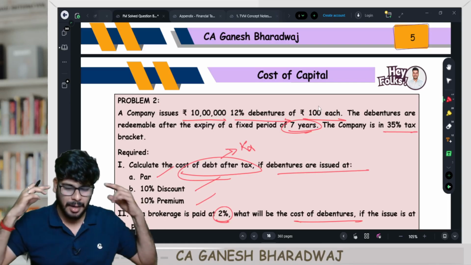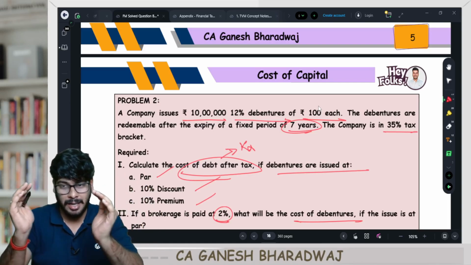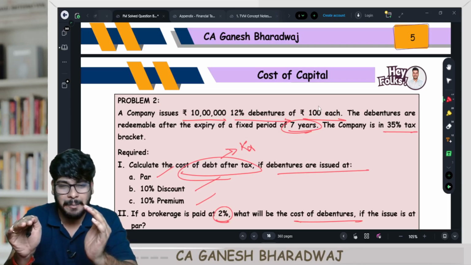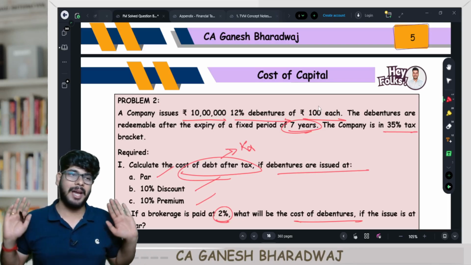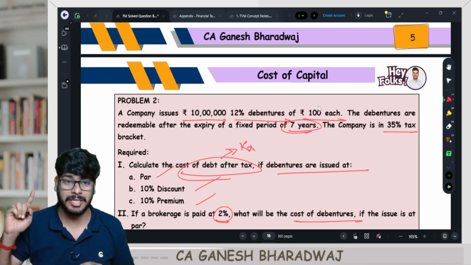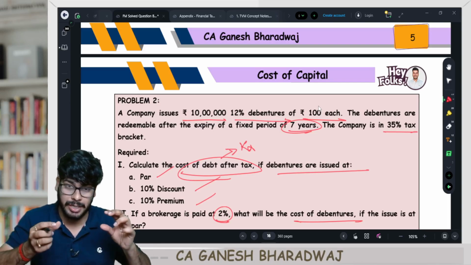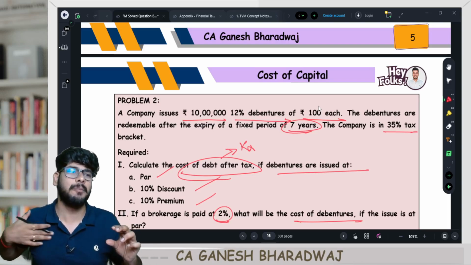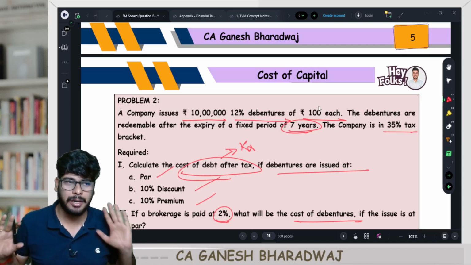Come on, tell me. I into 1 minus t plus RV minus NP by N, the whole divided by RV plus NP by 2, right? Clear with this? NP stands for net proceeds. Net proceeds means what? Issue price adjusted for flotation cost. From the viewpoint of the company, we are calculating the net amount I get today. Are you clear with this?